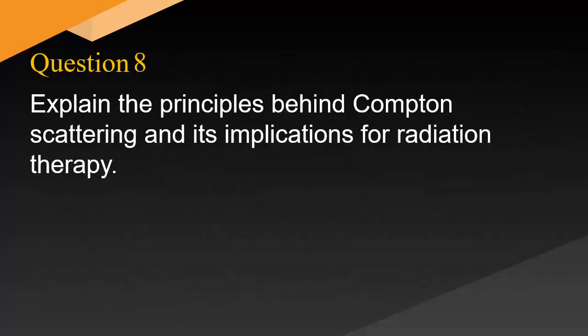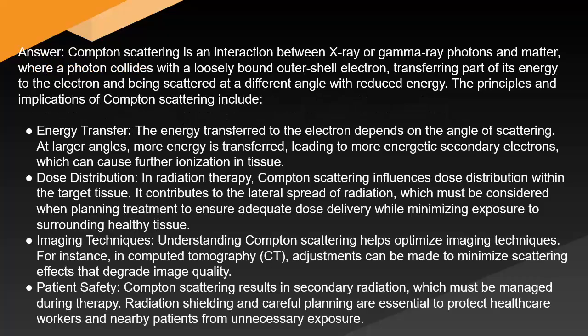Explain the principles behind Compton scattering and its implications for radiation therapy. Answer: Compton scattering is an interaction between X-ray or gamma-ray photons and matter where a photon collides with a loosely bound outer shell electron, transferring part of its energy to the electron and being scattered at a different angle with reduced energy. The principles and implications of Compton scattering include energy transfer.